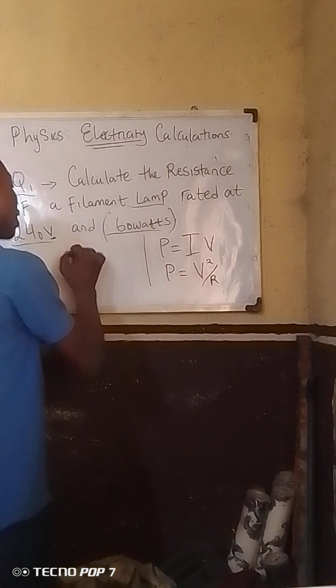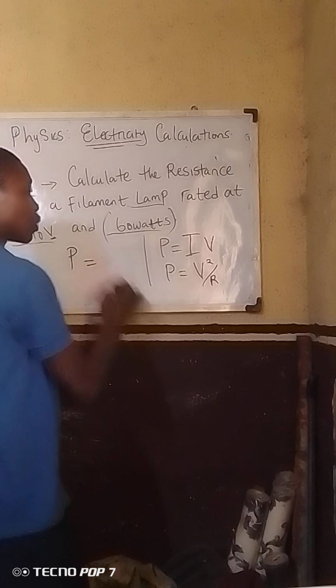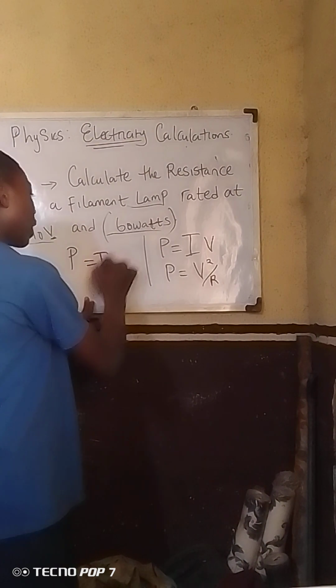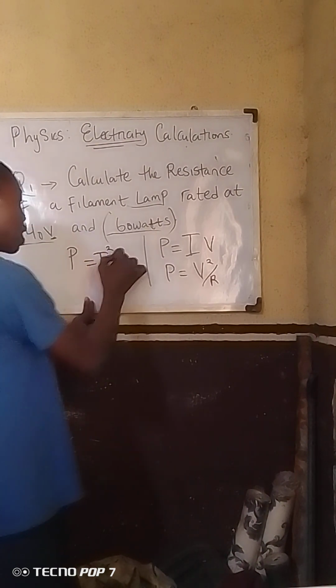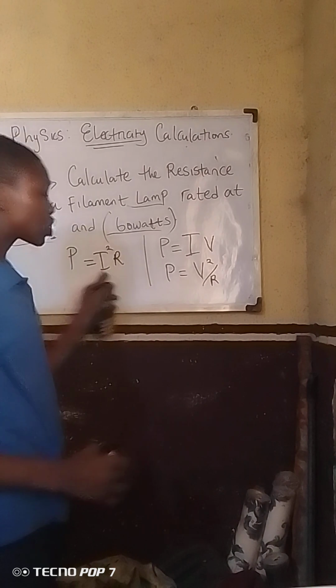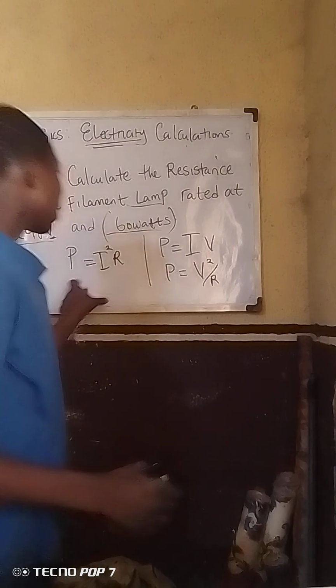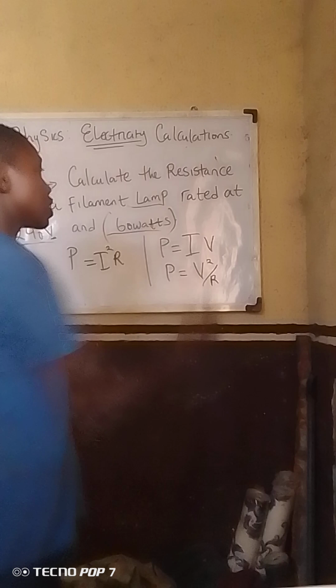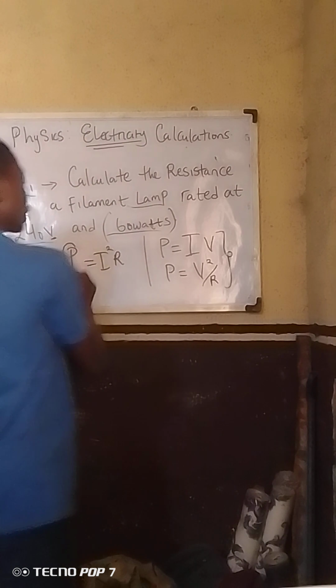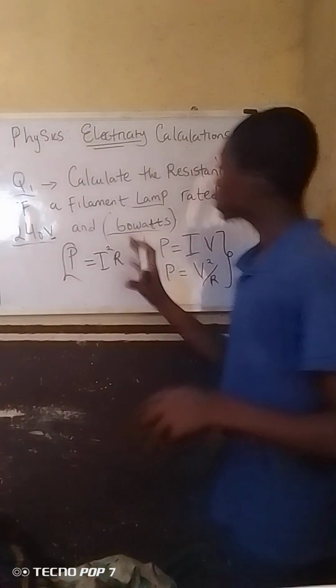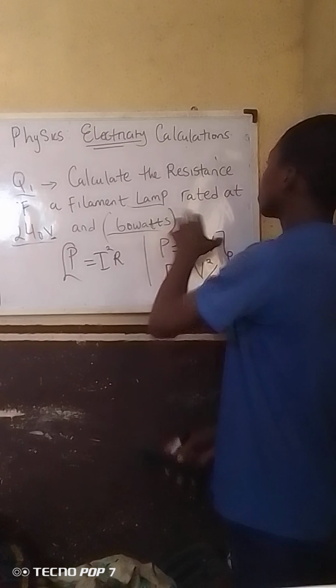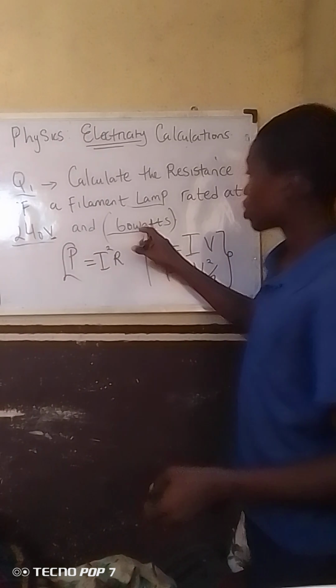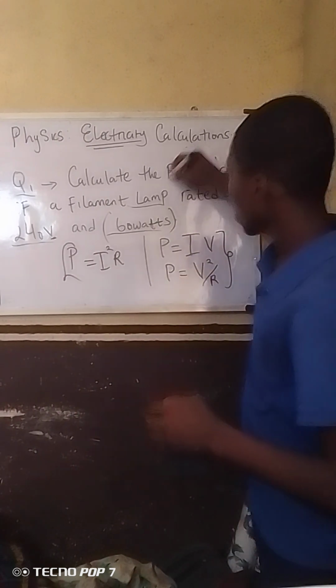But now let me take you to the last formula before we choose what we're going to use. So now on our last formula, P is equal to I squared R, that is the current, I squared R. This is our last formula. P is equal to I squared R. So these are the three basic formulas for calculating power. So now in this question we have our voltage and we have our power.